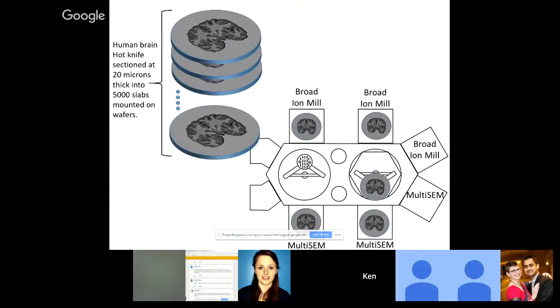To image a whole human brain this way, it would first be hot knife sectioned at 20 microns thickness into about 5,000 slabs, each mounted on its own wafer. 5,000 is a large number, but not incredibly large. And these wafers would be shuttled between multiSEM machines and ion milling machines in industrial scale robotic imaging machines.